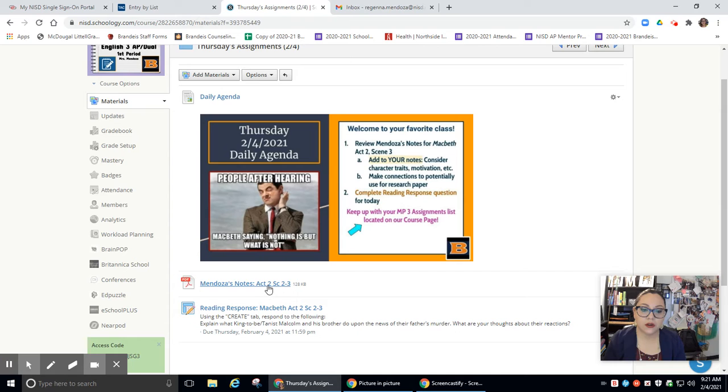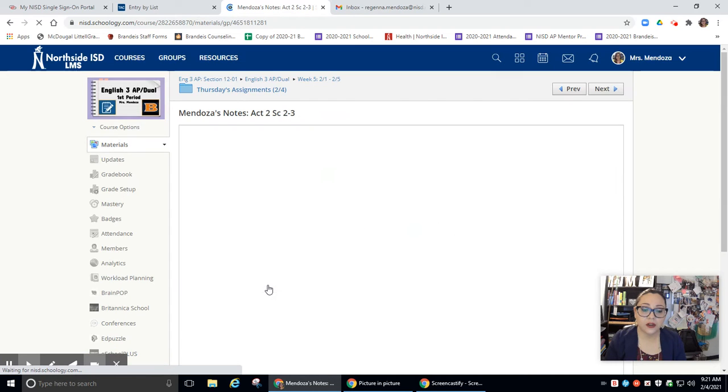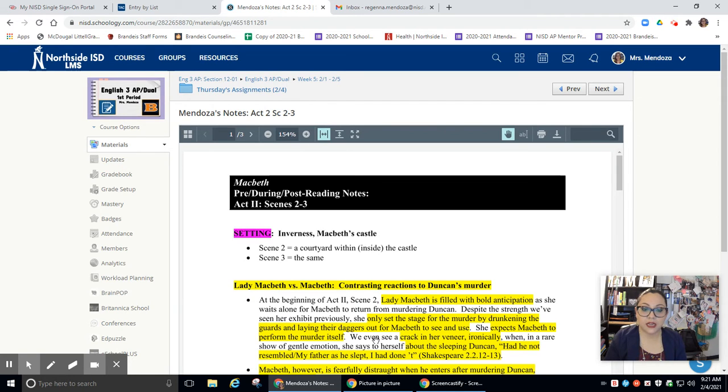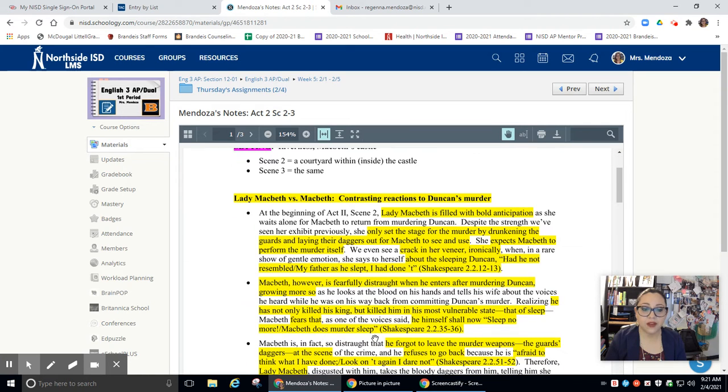So, if you click on my notes, they're quite lengthy today and they are set up by each particular scene. Scene 2 is where King Duncan is murdered, and at the beginning of scene 2, we have Lady Macbeth very bold. She's filled with anticipation about what's to come, and ultimately, she admits to herself that she would never have been able to murder King Duncan because he resembled her father when he slept. And that's the only vulnerable part we see so far about the change in her character.